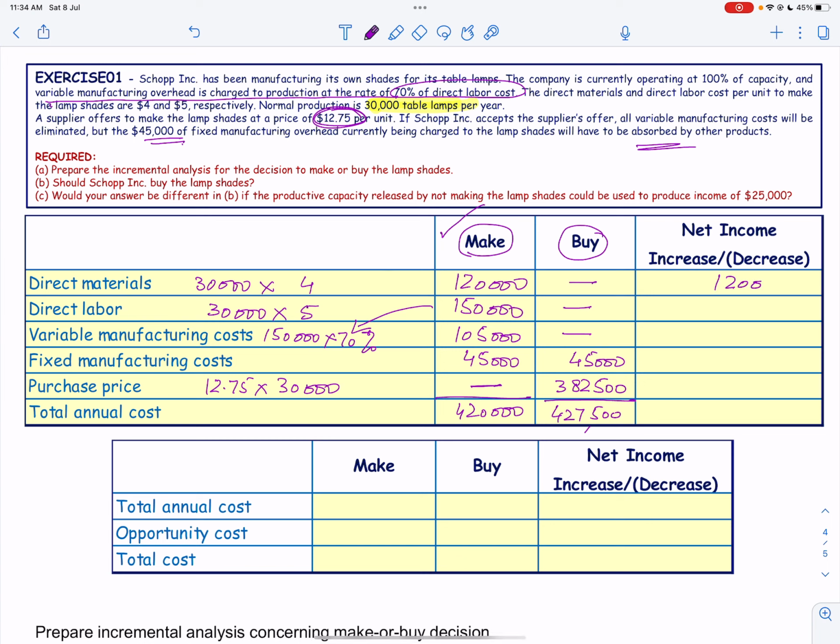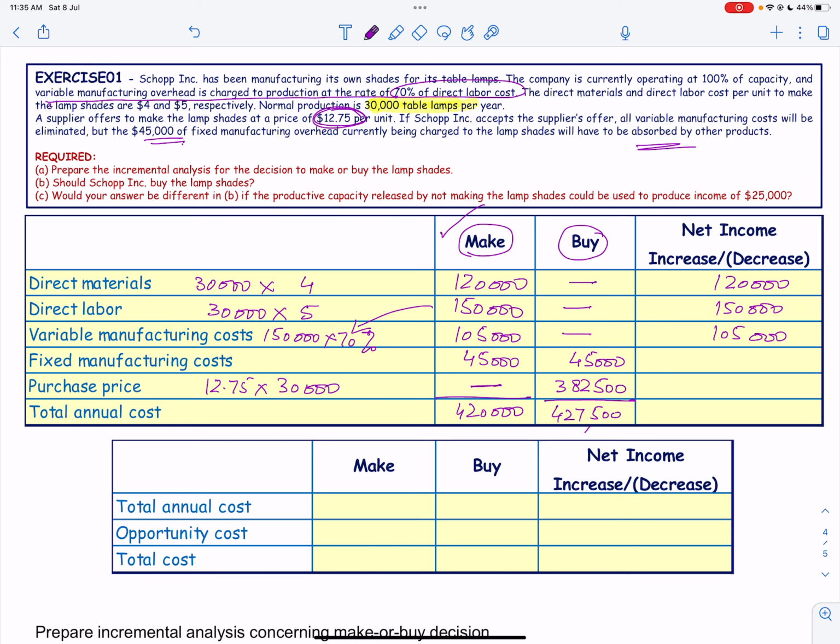Now, if we are going to buy the product, our profit will increase because now there will be no direct material, there will be no direct labor, there will be no variable manufacturing cost. The fixed cost is going to be irrelevant in our case, and the reason is that, if you can remember, fixed cost in this case is a sunk cost, and sunk costs are the costs that have already been incurred and will not be changed or avoided by any present or future decisions, and they are not relevant, and that's why they should be ignored.